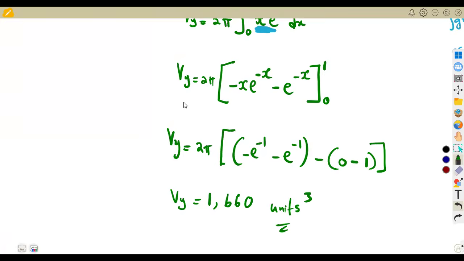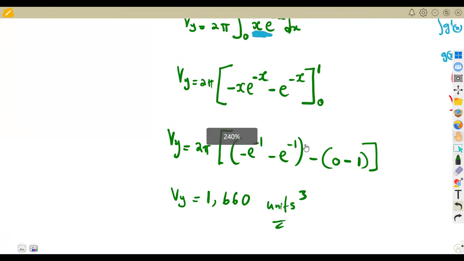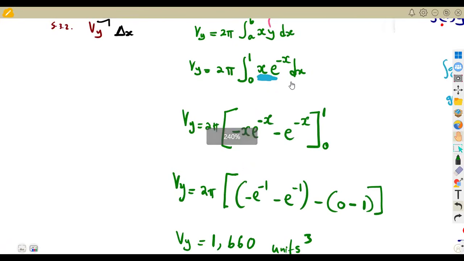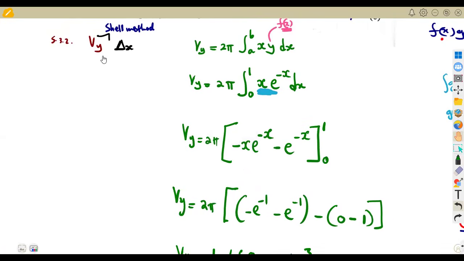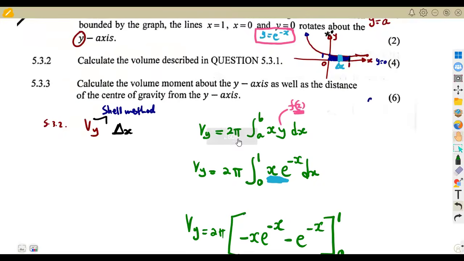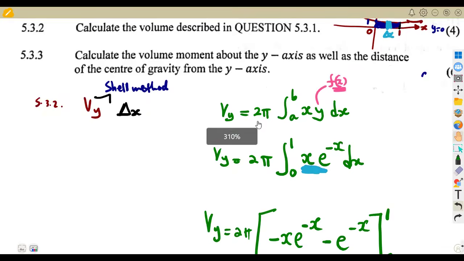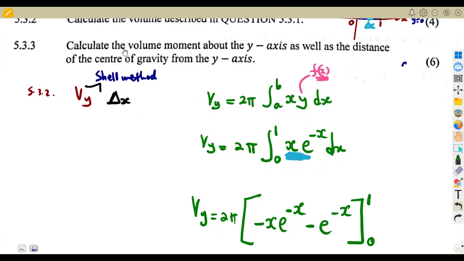But this was obtained from the strip of x. We used the representative strip for x to calculate the volume of revolution about the y, so there I said to use the shell method. Then after that, the question 5.33 is now to calculate the volume moment about the y-axis. We need the volume moment about the y-axis, as well as the distance of the center of gravity from the y-axis, meaning we need x bar, the x coordinate.